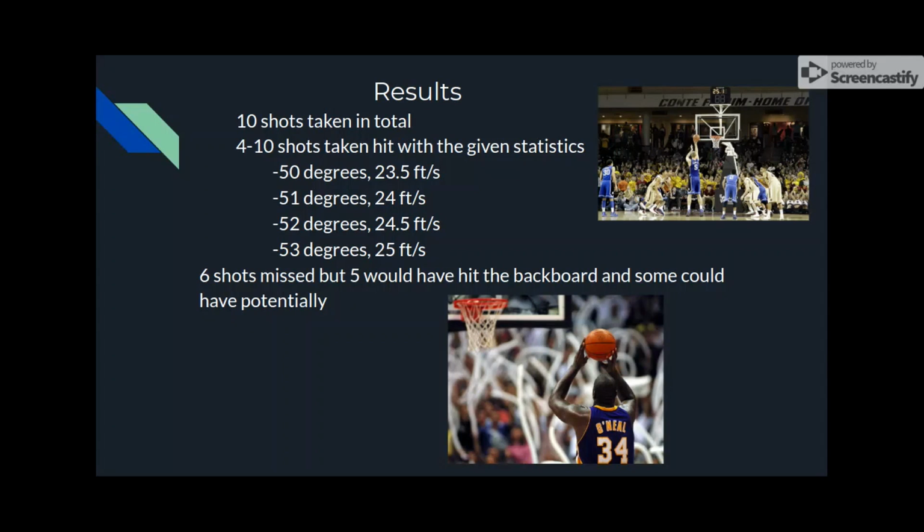Now, 6 of these shots missed, but 5 of them would have gone over the necessary distance that the ball needed to travel and might have hit the backboard. So those could have gone in, but for this experiment, we're doing simply swished shots only, so no backboard.